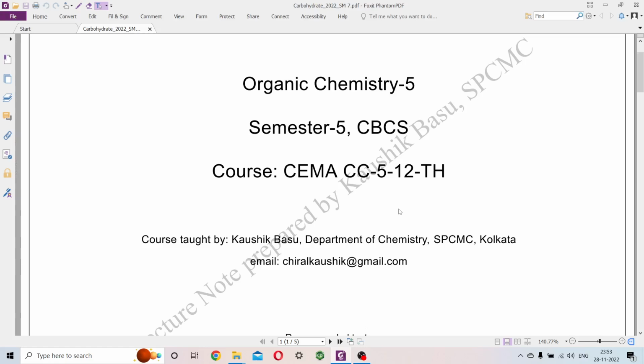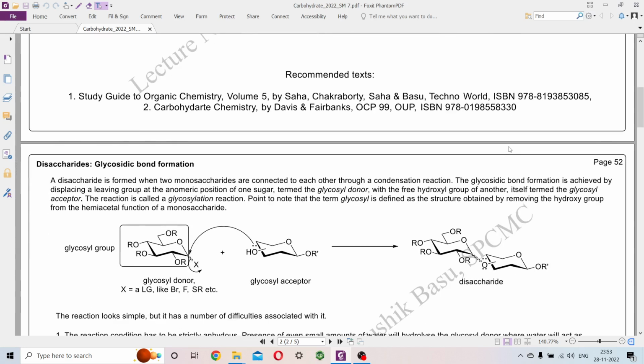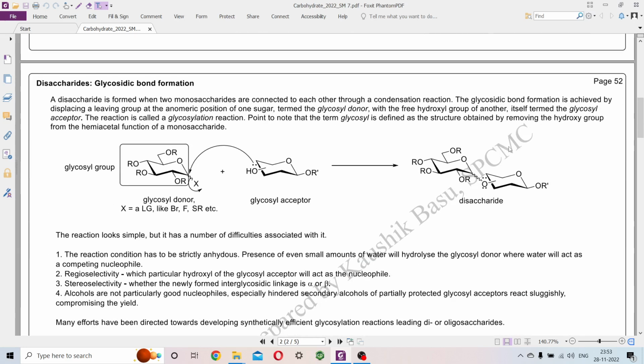In this part we will discuss the chemistry of disaccharide, particularly the molecule of sucrose, which is the ordinary table sugar, and also a little bit about polysaccharides. So disaccharide, as the name suggests, is a carbohydrate molecule which on hydrolysis yields two molecules of monosaccharides.